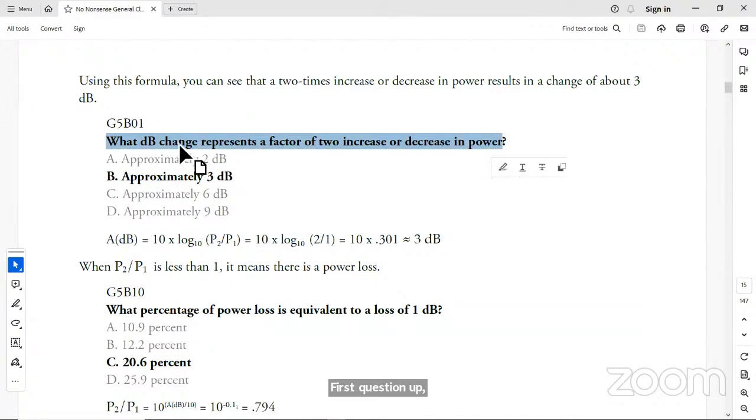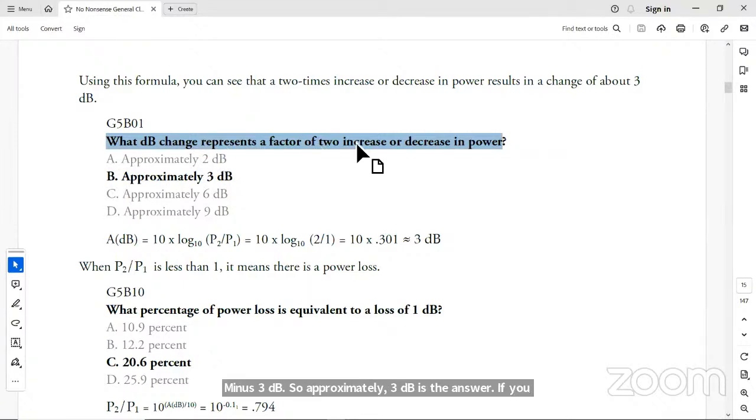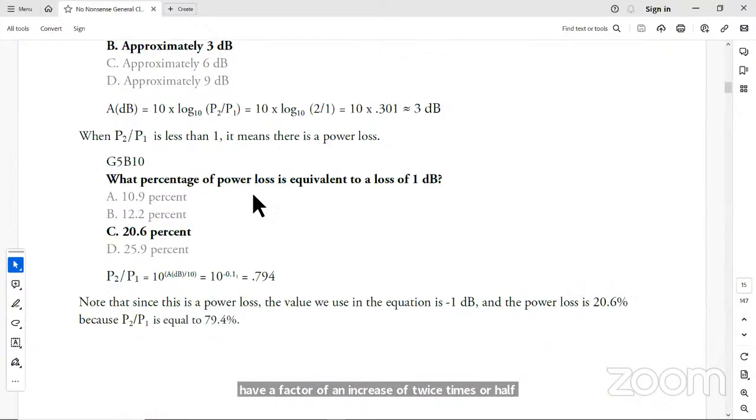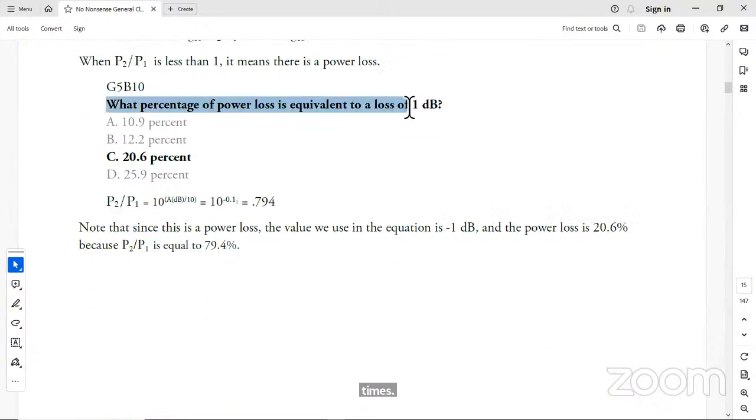First question up. What dB change represents a factor of 2 increase or decrease in power? So we worked this out for both the increase case and the decrease case. In the case of increase, it was 3 dB, and in the case of decrease, it was minus 3 dB. So approximately 3 dB is the answer if you have a factor of twice or half, right?